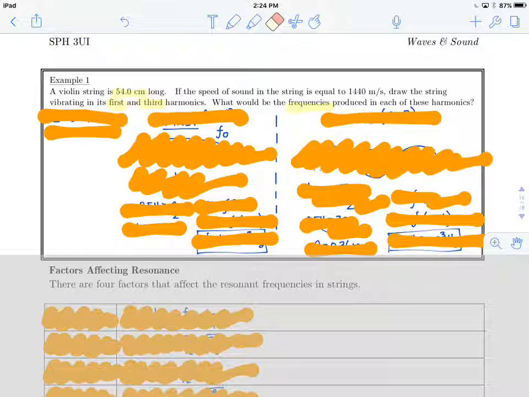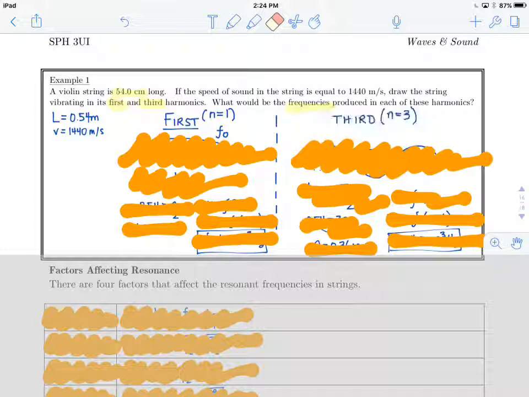Alright, so the first thing, this is what we have. L is equal to 0.54 meters, and that is the length of the string. And then the speed of sound in the string is 1440. We've been asked to draw the first harmonic and the third harmonic. So this corresponds to n equals 1, and this corresponds to n equals 3. So now, I could go and peek at the chart above.